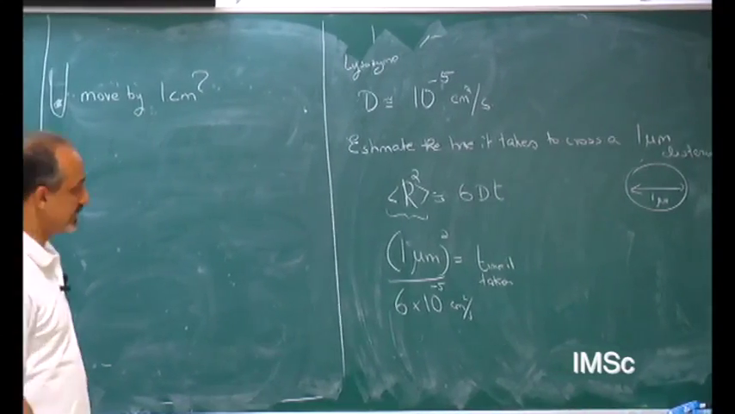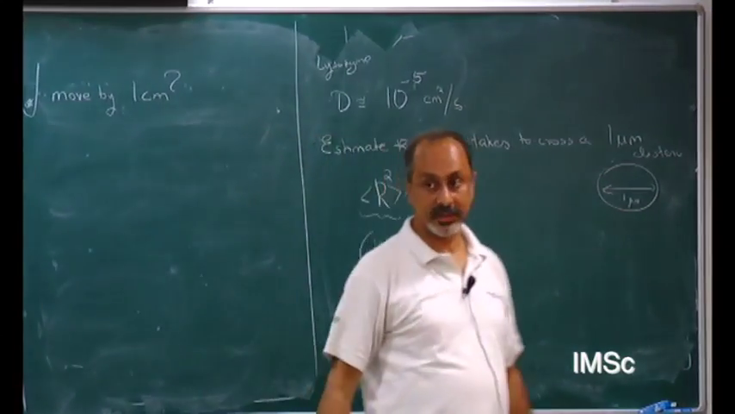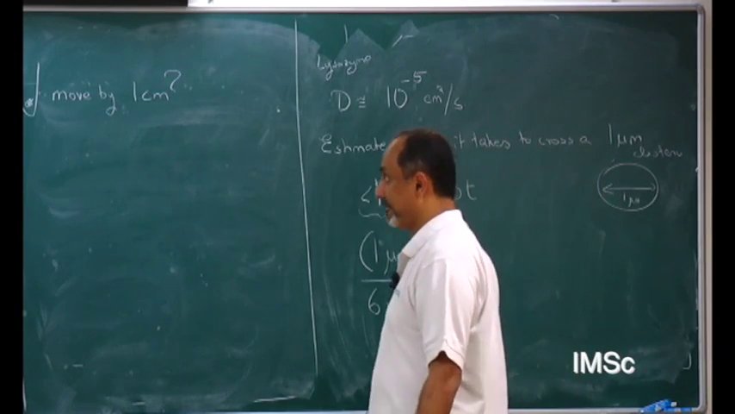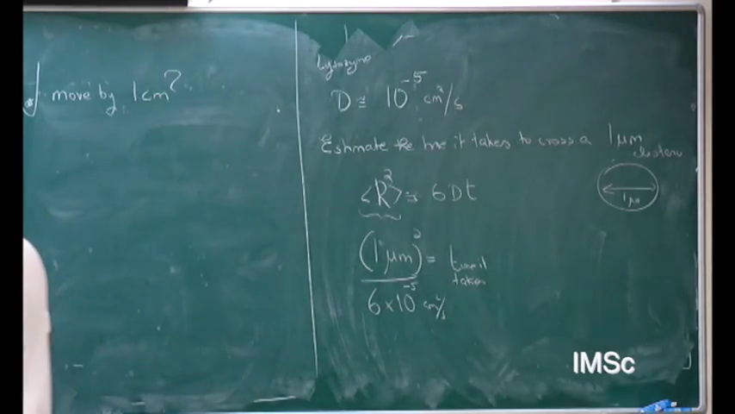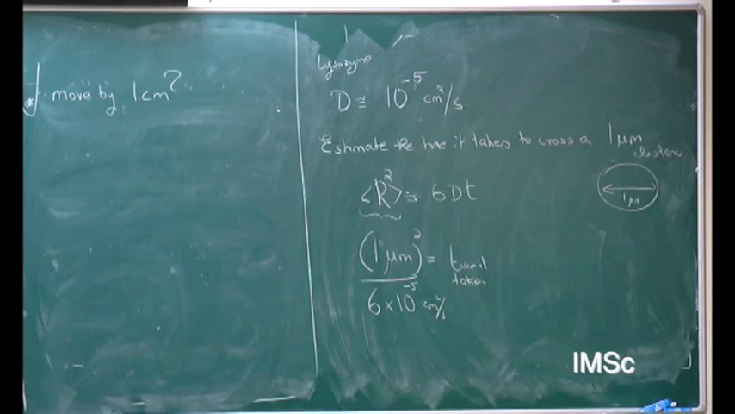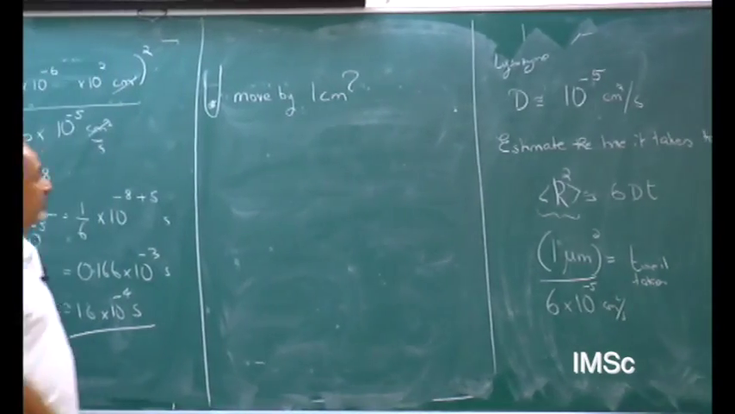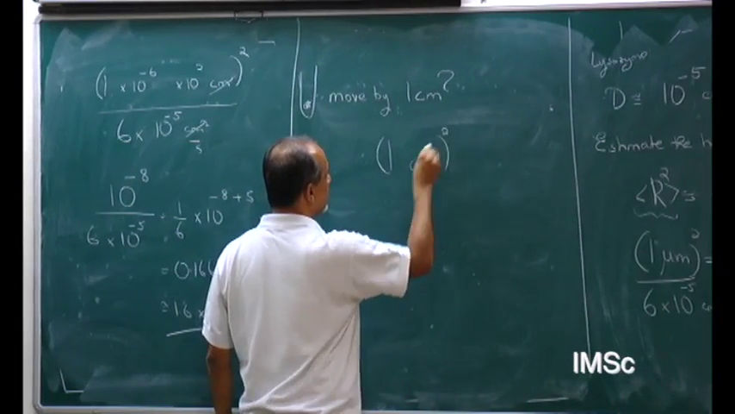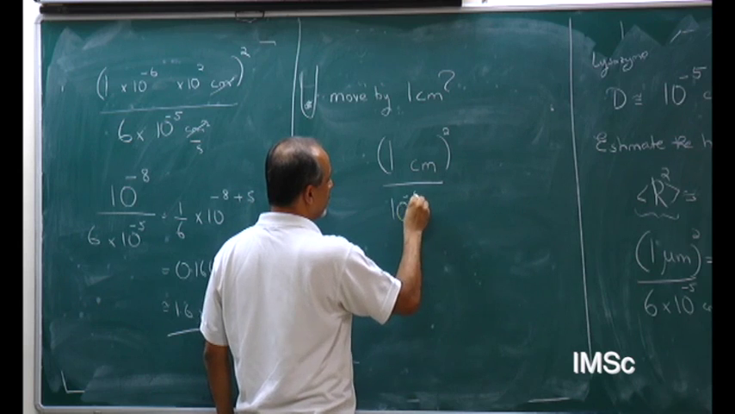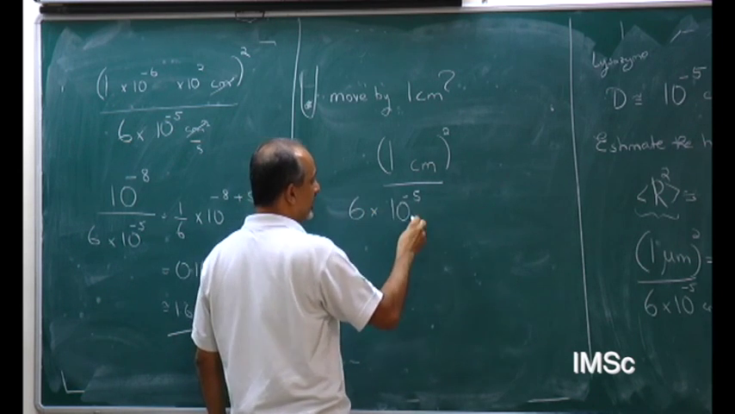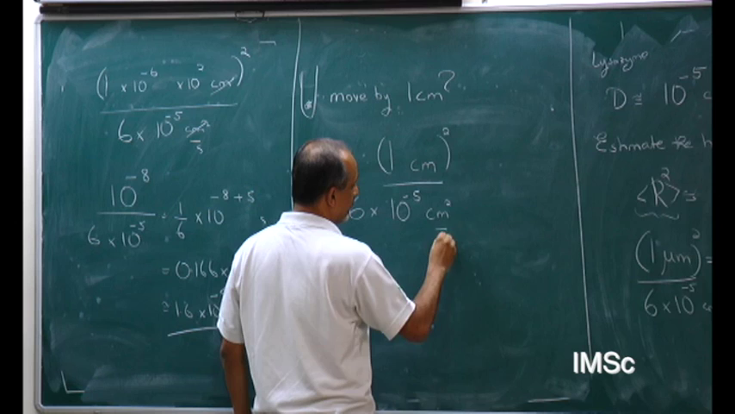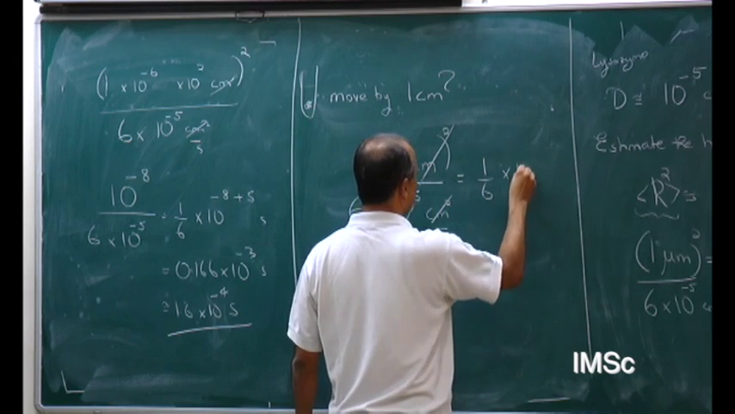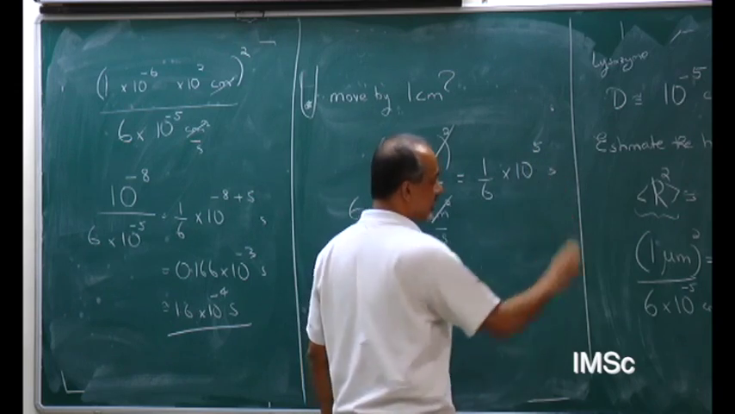So it's clear how that has to be done. Instead of 1 micron squared, I must have 1 centimeter. But then that helps because I don't have to worry about conversions between centimeters and meters. I have 1 centimeter squared divided by 6 times 10 to the power minus 5 centimeter squared per second. Removing the units, this becomes 1/6 times 10 to the power 5 seconds.